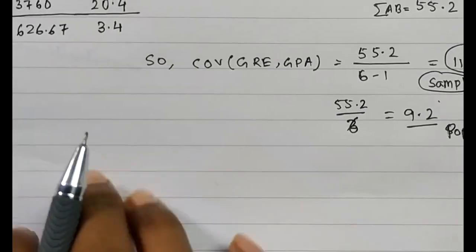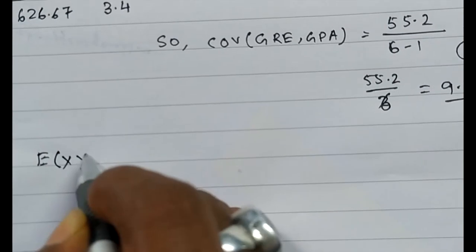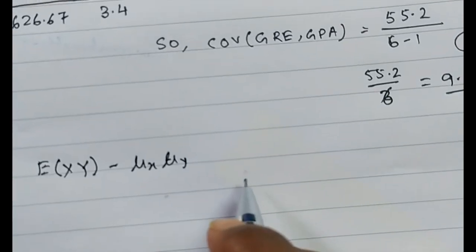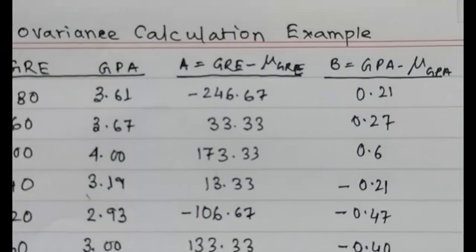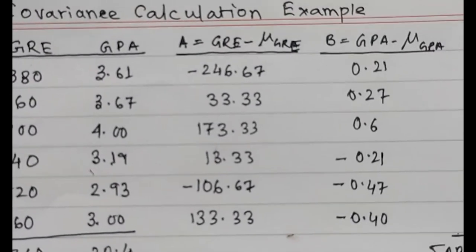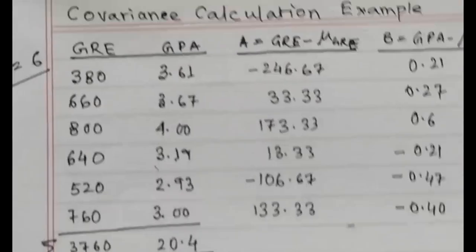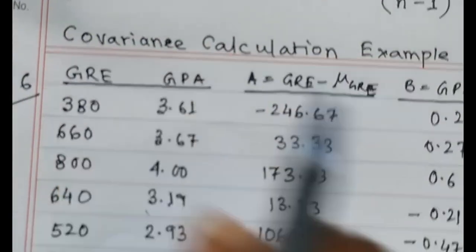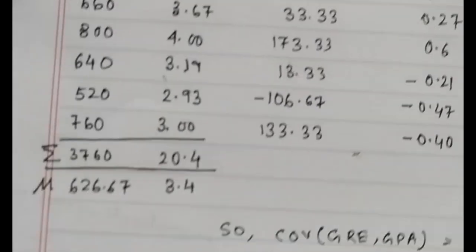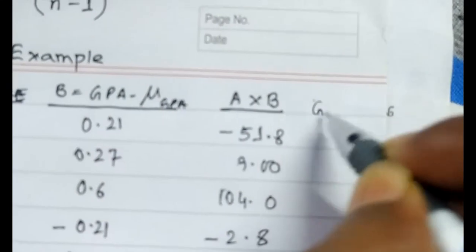Now, can we compute covariance using this formula, E[XY] minus mu x into mu y? We can do that as well. Here, this is my mu x and this is my mu y, 626.67 into 3.4. What is E[XY]? For E[XY], I have to compute GRE into GPA. So what is the value of GRE into GPA? Let us compute first GRE into GPA. Here I will write GRE into GPA.